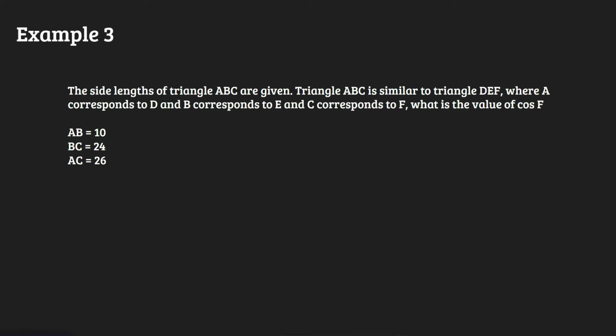So example 3 is a little bit different to examples 1 and 2. We're given a triangle ABC and we're given the side lengths to that triangle. And we're told that triangle ABC is similar to triangle DEF. Now remember, similar triangles means that the angles are the same. So we're told that angle A corresponds to angle D, so that means angle A has to be equal to angle D. Angle B corresponds to E, and then angle C corresponds to F. And we're looking for the cosine of F.